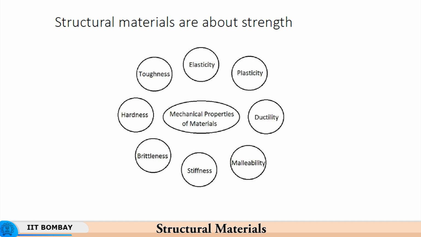So, the material comes back to its original shape. For example, if you compress a spring and then release it, the spring will come back to its original position, that is called elasticity. Compared to that, plasticity is something where the material remains in its deformed state.